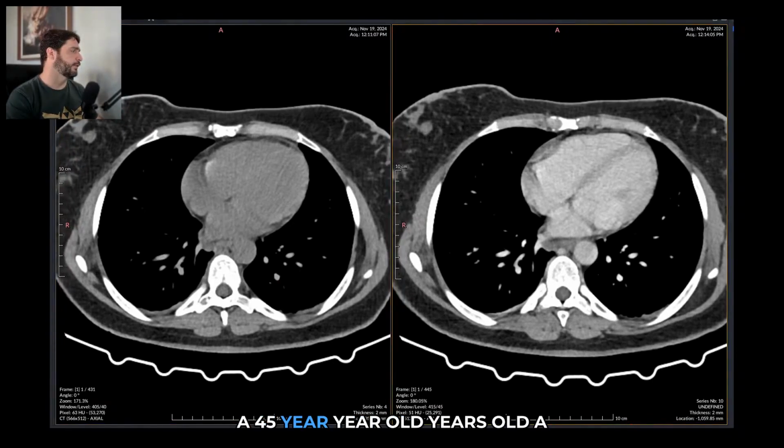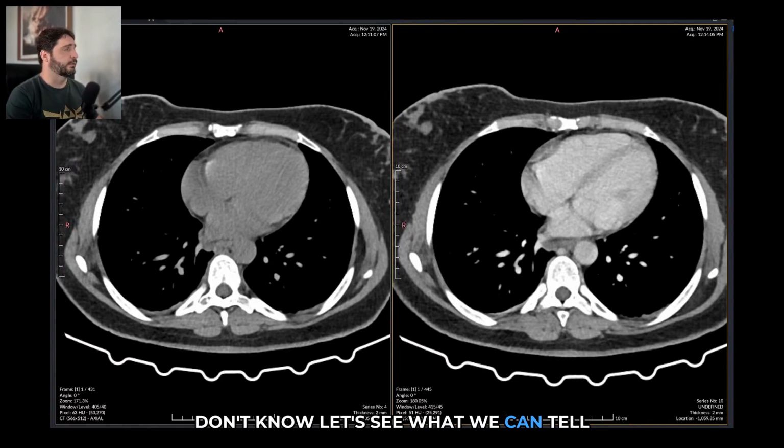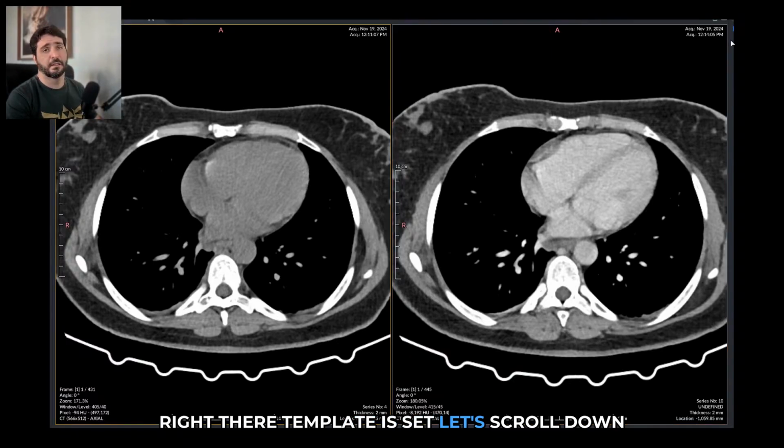This is a 45-year-old female patient. It says she has acute and strong pelvic pain and might be some kind of pelvic cyst on the right and ascites. So I don't know. Let's see what we can tell. I have a template for this, of course. Right there, template is set. Let's scroll down.